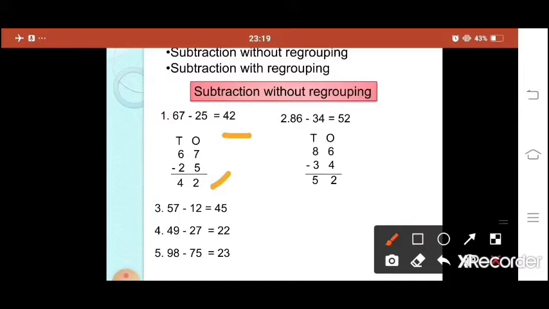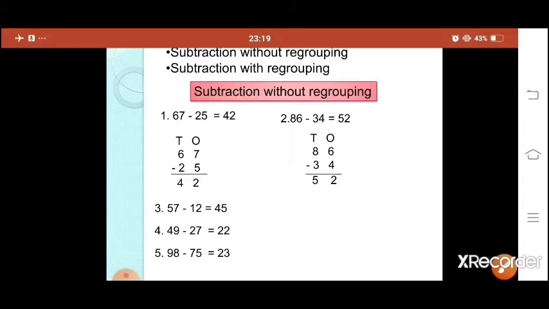Next problem is 86 minus 34. So 6 in the mind, 4 on the finger. 6 minus 4: before 6, 5, 4, 3, 2. Then 8 in the mind, 3 on the finger, before 8, 7, 6, 5. So what we are using here is backward counting.